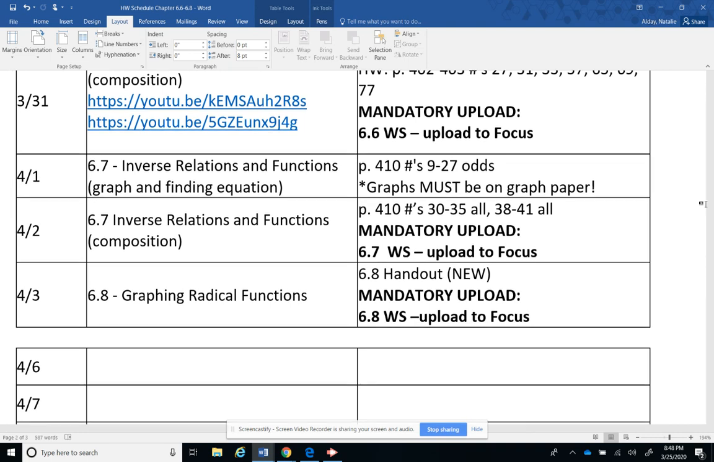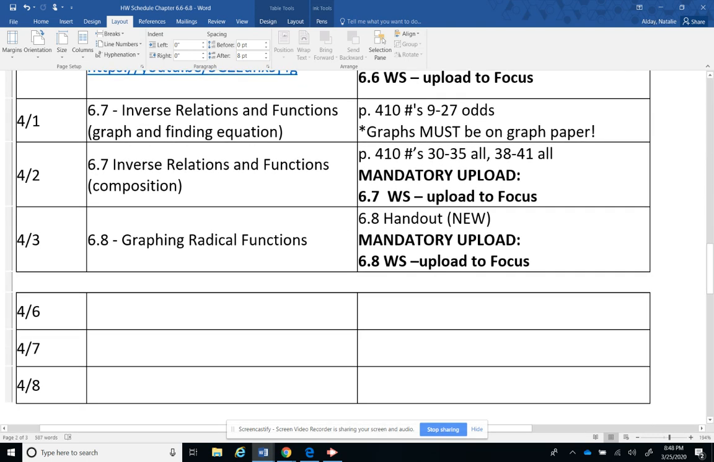And then for 6-8 on Friday, we will do 6-8, and you will do the handout that is attached to Edmodo, as well as to the web page on Focus. And then you're going to do your mandatory upload. So basically, all these videos should have been watched, all the homework done, and the mandatory uploads done by Sunday at midnight. Because come Monday, April the 6th, we're starting a new section.